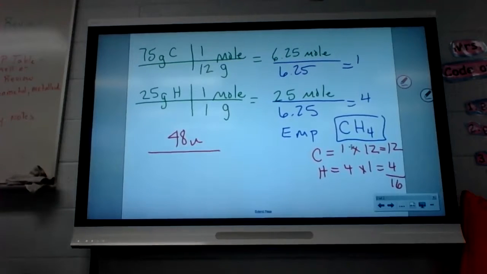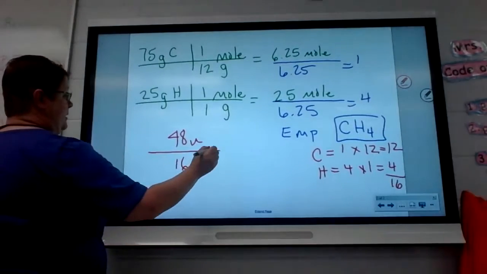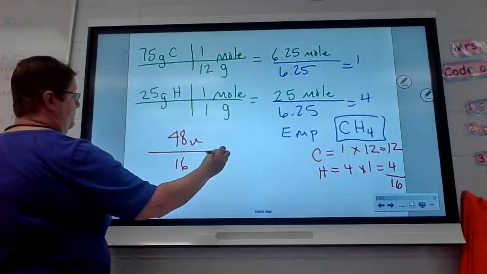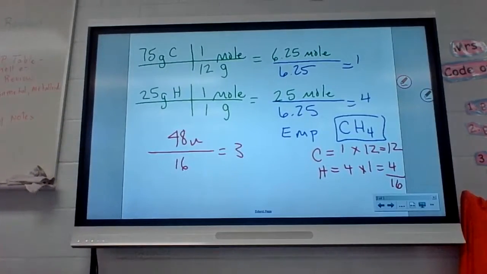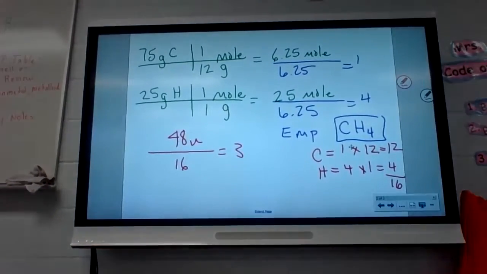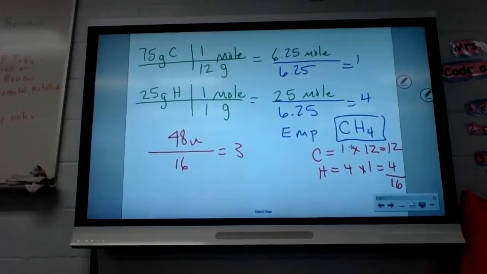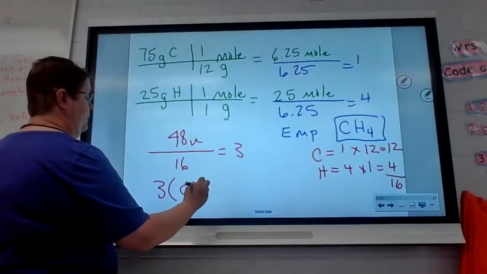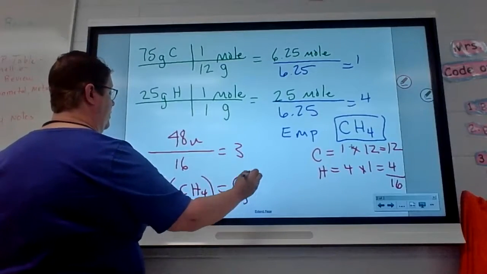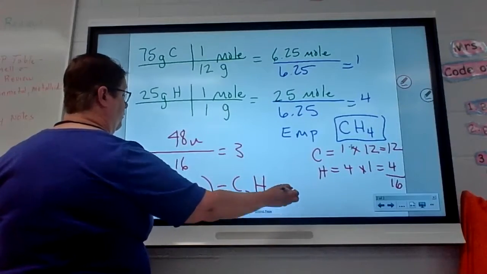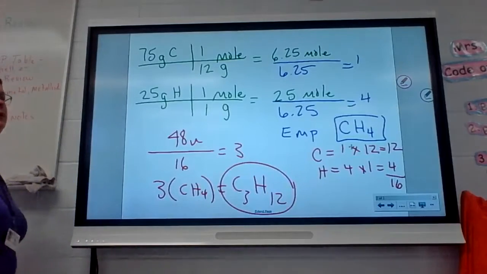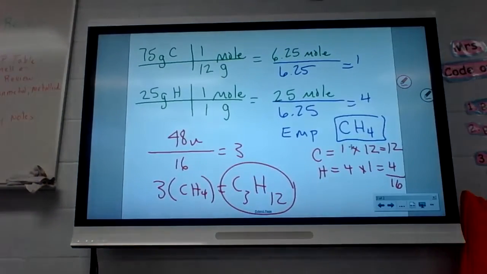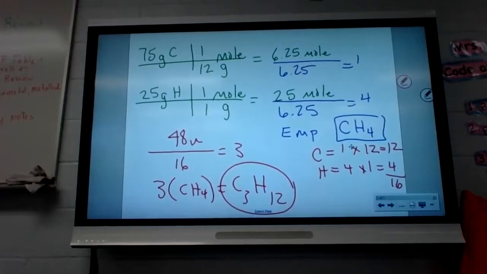What's this for you? 48 divided by 16. 3. So you did it pretty fast there. All right, so now we do what you said. 3 times. We multiply the 3 times the CH4. So we get C3H12. And that would be the molecular formula. Questions? Everybody okay with that?